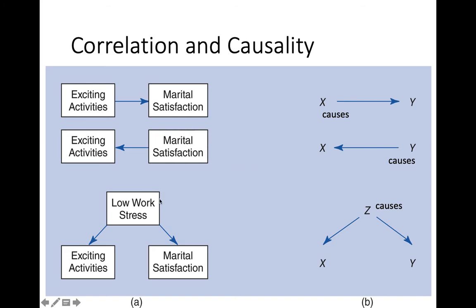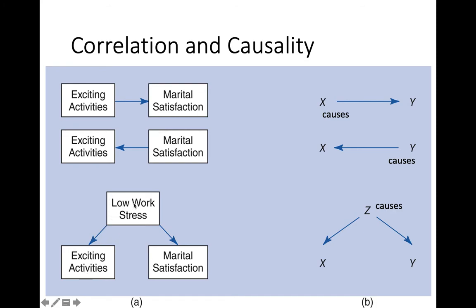The third option is that there is some third variable that is the cause of both. Both partners in the relationship might be experiencing a low amount of work stress, and they're like, my marriage is great right now because I'm able to spend more time, we enjoy each other more, we have conversations, and I'm not thinking about work all the time, so my marriage is just better. And it's also a byproduct of having this lower work stress that there's time to engage in exciting activities.